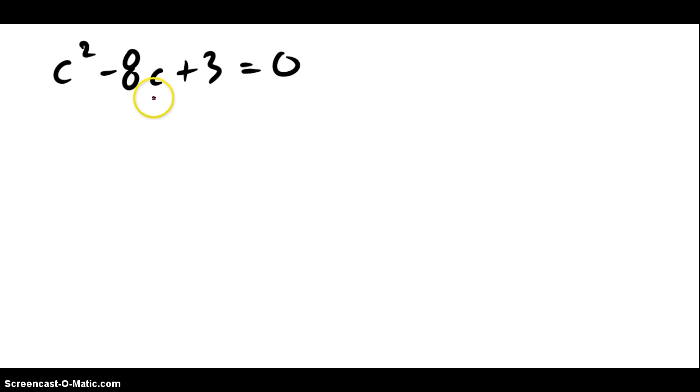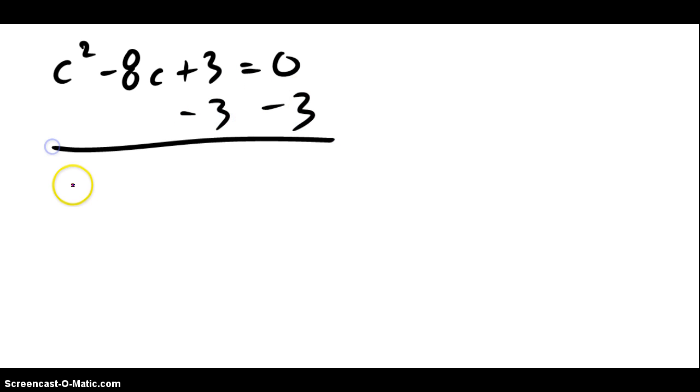So what we have to do is get a trinomial that I can factor. Okay? And I'm going to show you how to do it. First, you solve for the constant. You get the constant out of the way on the other side. c squared minus 8c equals negative 3.